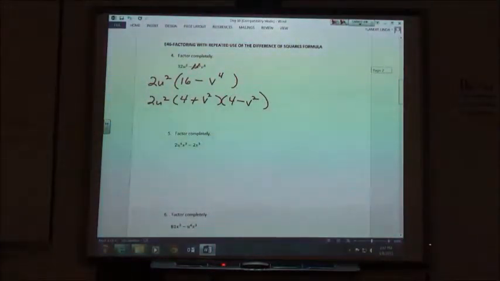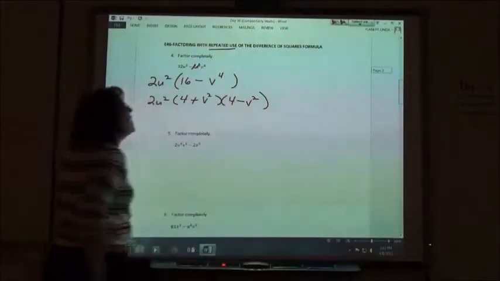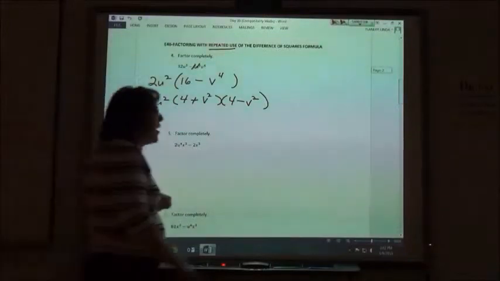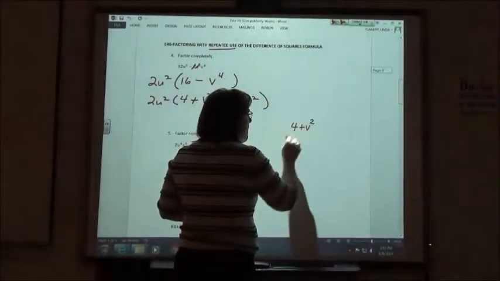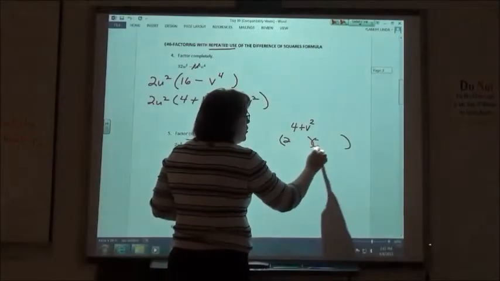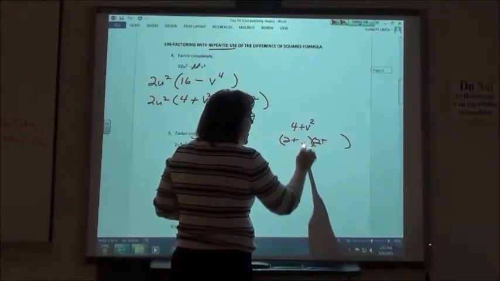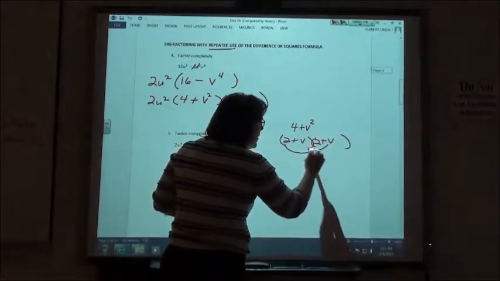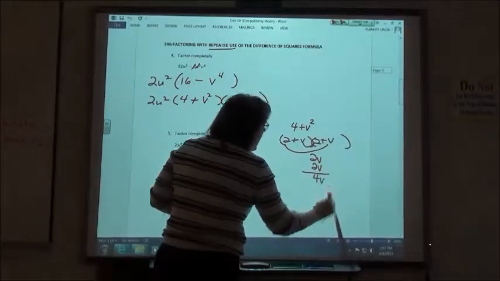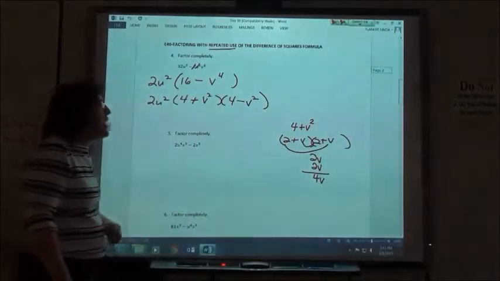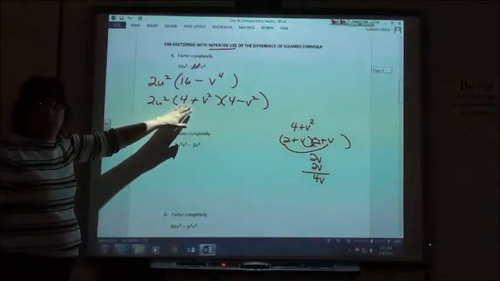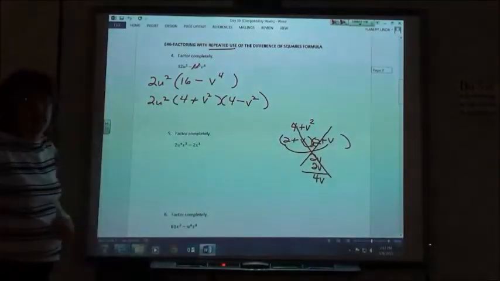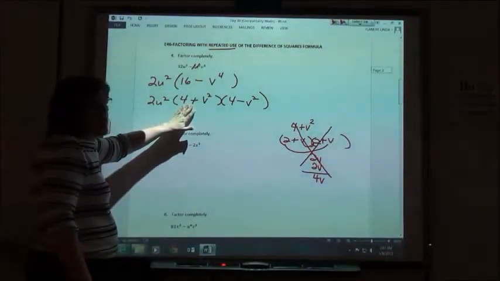Now we want to keep going because it says we're going to do repeated use of my difference of squares. Now if I try to factor 4 plus v squared, I would say 2 and 2, a plus and a plus, and a v and a v. But if I FOIL that out, I'm going to get 2v plus 2v, which is 4v. I don't have a 4v in the middle. If I have the sum of perfect squares, I can't factor it. There's no way to make it work because I'm always going to get that middle term. So I can't do anything with the one with the plus sign.